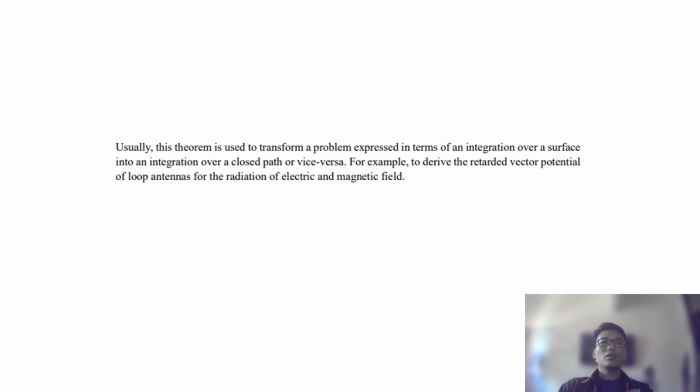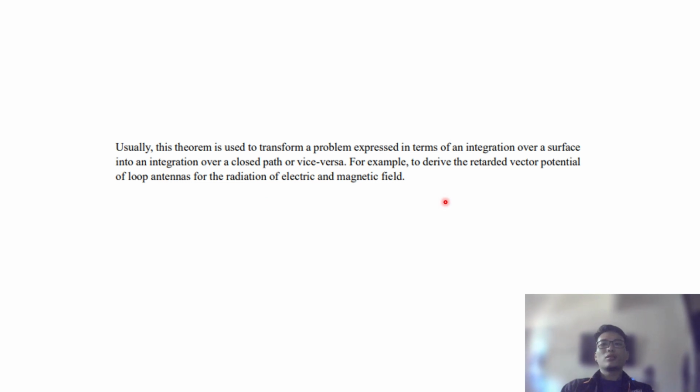So lastly, what is the application of Stokes' theorem in electrical engineering? Normally this theorem is used to transform a problem expressed in terms of integration over a surface into an integration over a closed path. So usually we use it in studies related to the magnetic field. One example is to derive the retarded vector potential of two antennas for the radiation of electric and magnetic fields. And that's all for me.